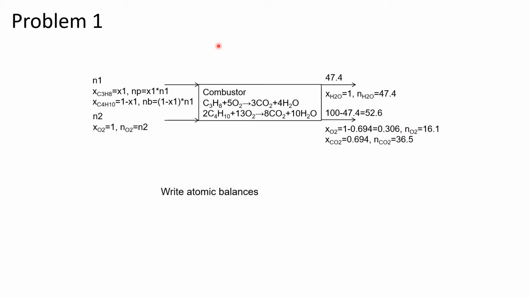So this diagram now is fully labeled. What I'd like you to do is to write out the atomic balances, the balances for carbon, hydrogen, and oxygen, and see if we can solve for the unknowns here. We have 3 unknowns. We have the flow rate of propane, the flow rate of butane, and then the flow rate of oxygen, which is N2.